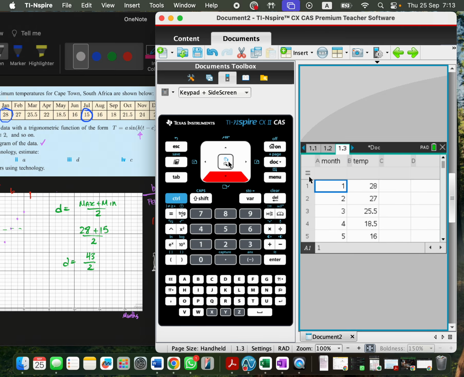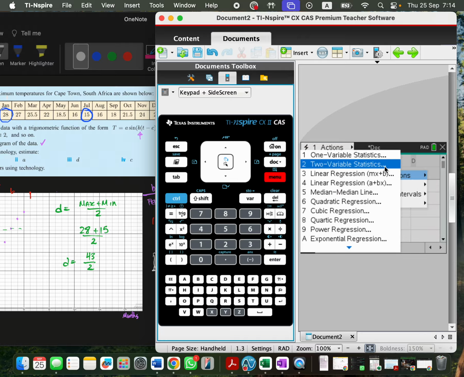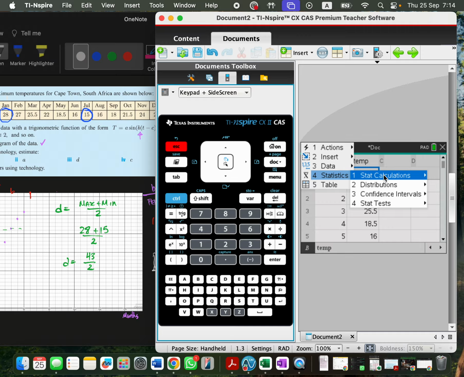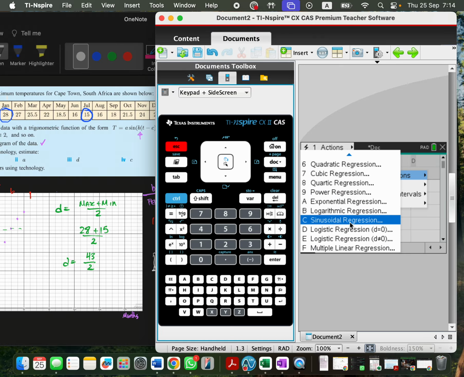top. Notice the red shows you what I'm pressing. So I'm pressing up, and I'm going to get it so that I'm hovering over this particular thing, and I'm going to press menu and statistics, and then escape one back. I'm going to go statistics, and then I am going to go down until I see sinusoidal regression. What that does is it forces the calculator to make this regression for us.